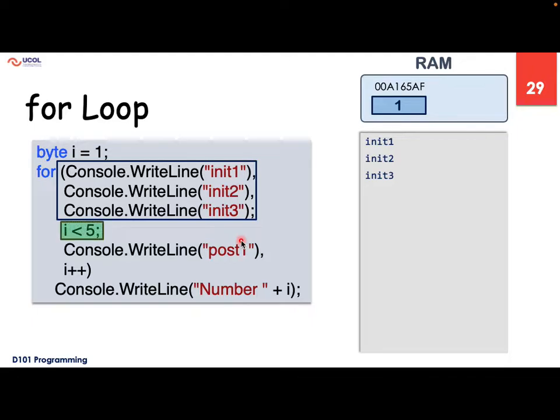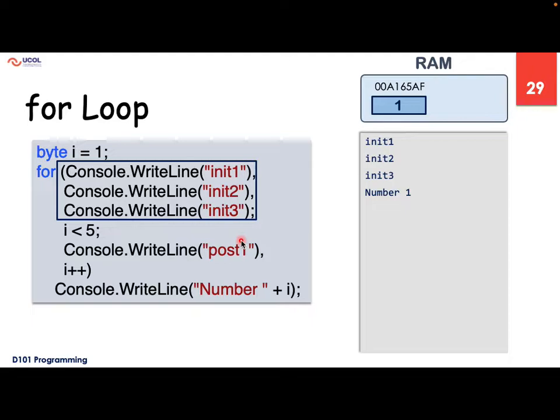Then it will check the condition. Is the condition true or not? i is 1, and 1 is less than or equal to 5. Yes, true. So it will execute the body. The body is only one statement, and what is that? Print "Number 1" on the screen.